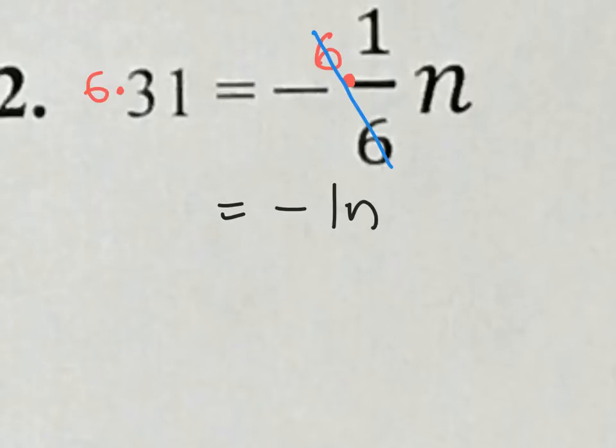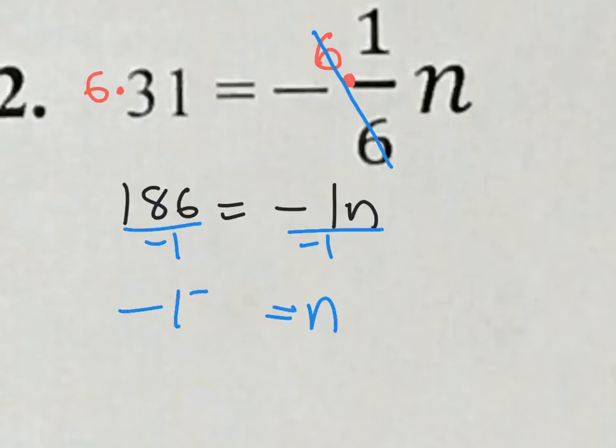But on the left side, you do have 6 times 31. 6 times 30 is 180, and 6 times 1 is 6. So you really have 186 on the left side. Now you still need to get x, or in this case n, by itself. So there's a -1 times n. I need to get rid of that multiplication of -1. So I want to divide by -1. What I do to one side, I do to the other. So I'm going to have n equals negative 186. It's better to write it with the n on the left and the actual answer on the right.